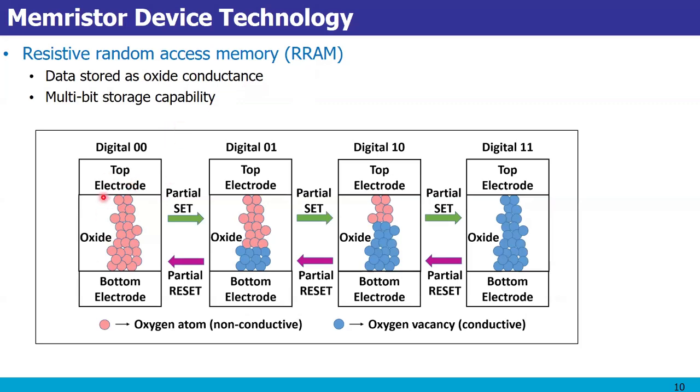It basically has an oxide layer, which is sandwiched between a top and a bottom electrode. Now, the oxide natively contains oxygen atoms, which are non-conductive. But if you apply certain programming stimulus to it, you can break the oxide down and create oxygen vacancies, which are conductive. So by controlling the amount of vacancies created or making them depleted, you can achieve various conductance states, and each state corresponds to digital data, giving a single device multi-bit storage capacity.